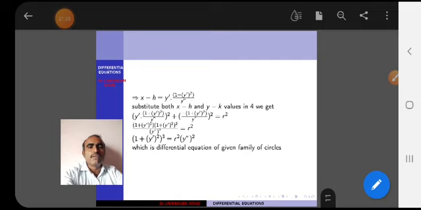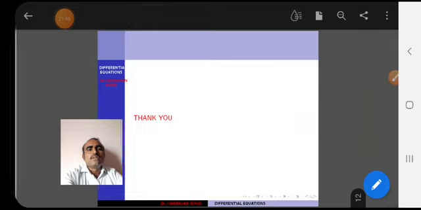Then cross multiply, you will get 1 plus y dash square whole cube is equal to r square into y double dash square. In this equation, there are no arbitrary constants. So this is the differential equation of the given family of circles, x minus h whole square plus y minus k whole square is equal to r square. So thank you.